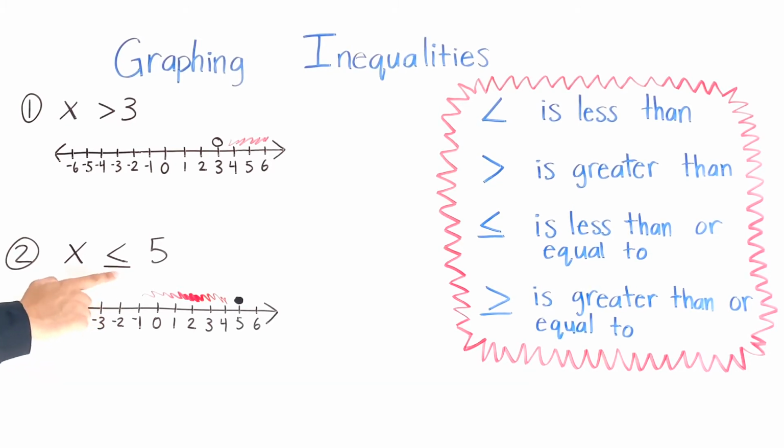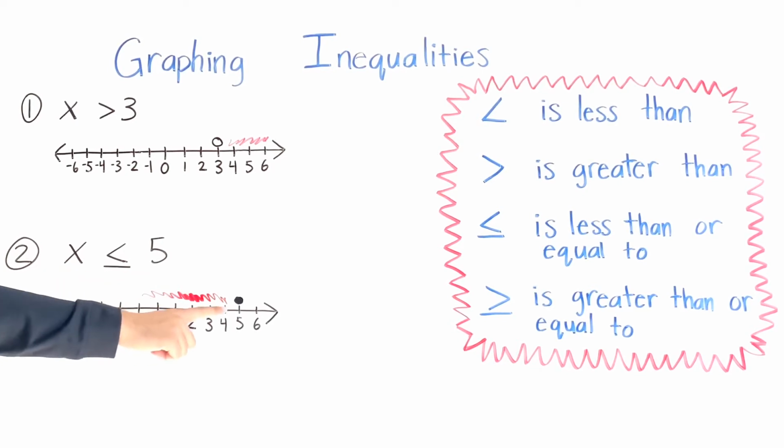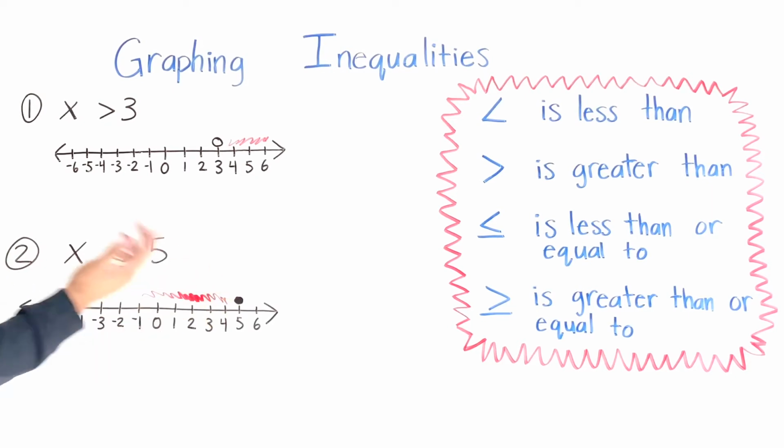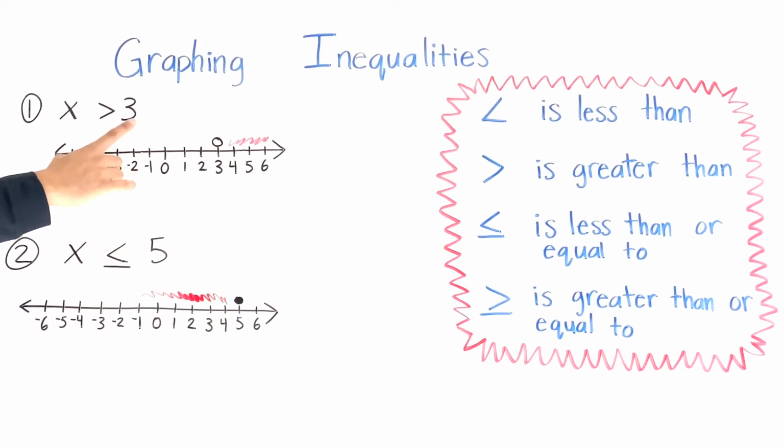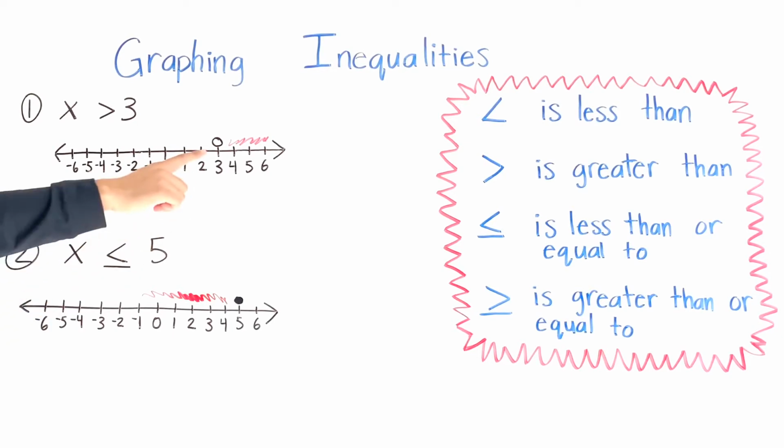So when we have is less than or equal to, or in another example, is greater than or equal to, we're going to use a closed circle. When we have is less than or is greater than, we're going to use an open circle.